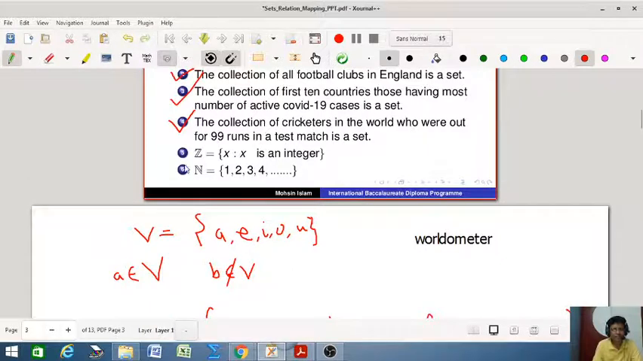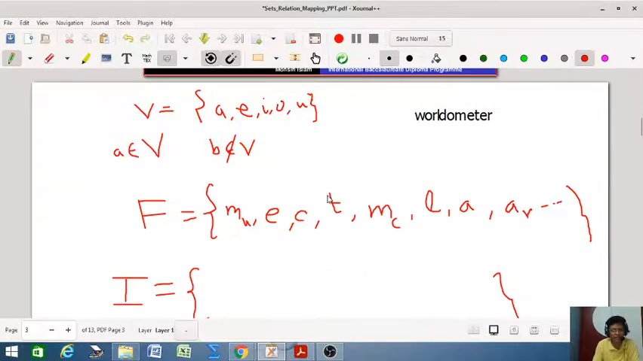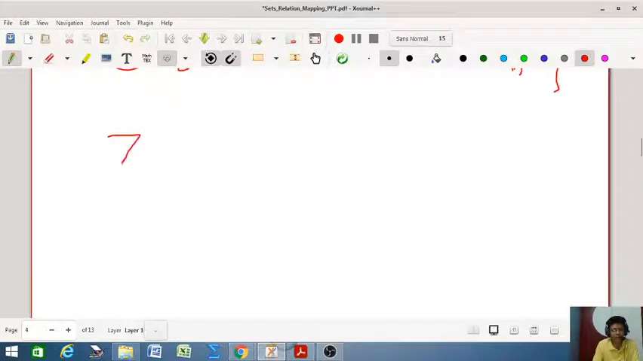Next, the fifth example is Z. Z is a set of integers. We denote the set of integers by bold Z. The writing style is different, and you look at that. Let me write here: Z equals {x such that x is an integer}.